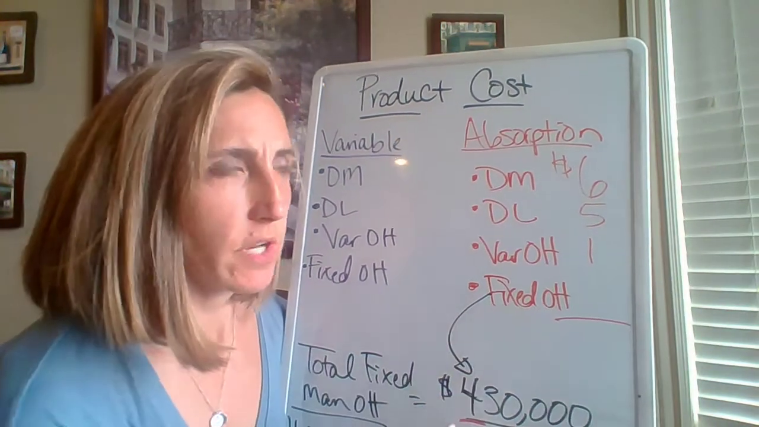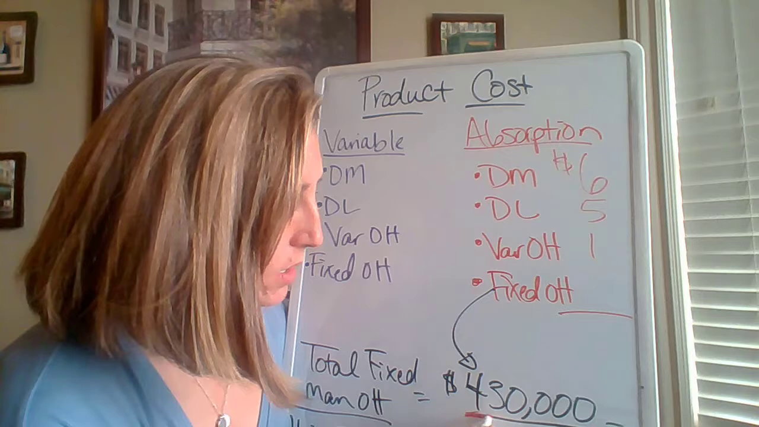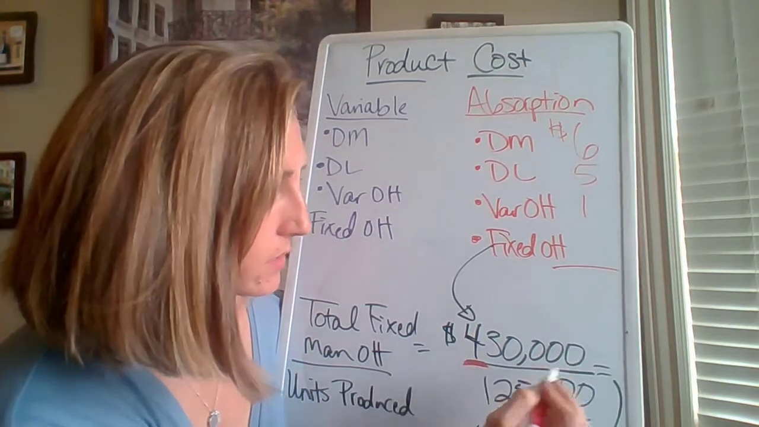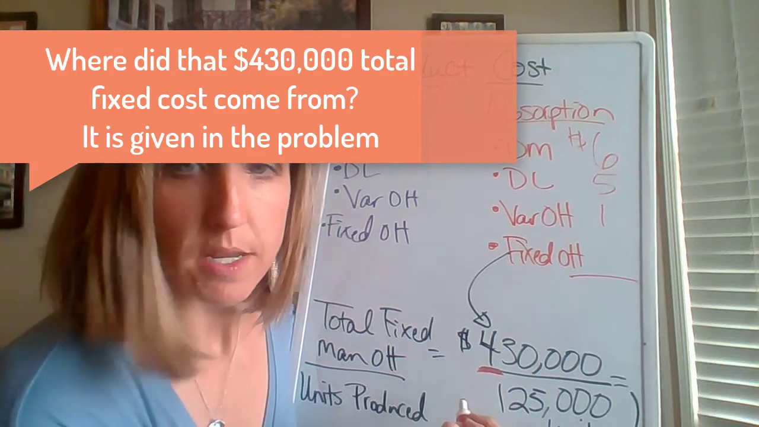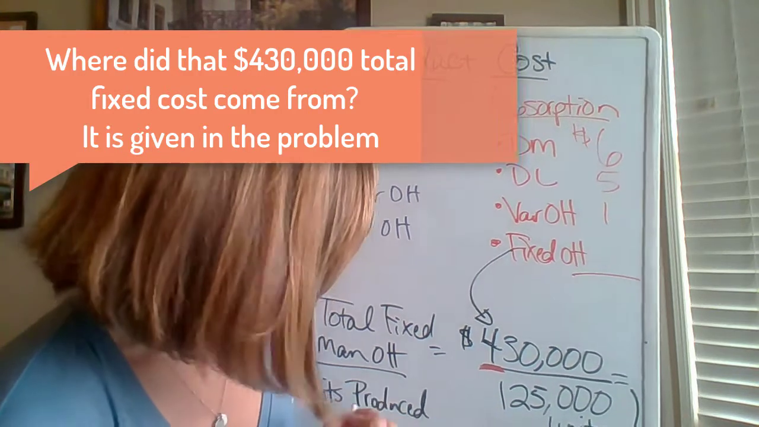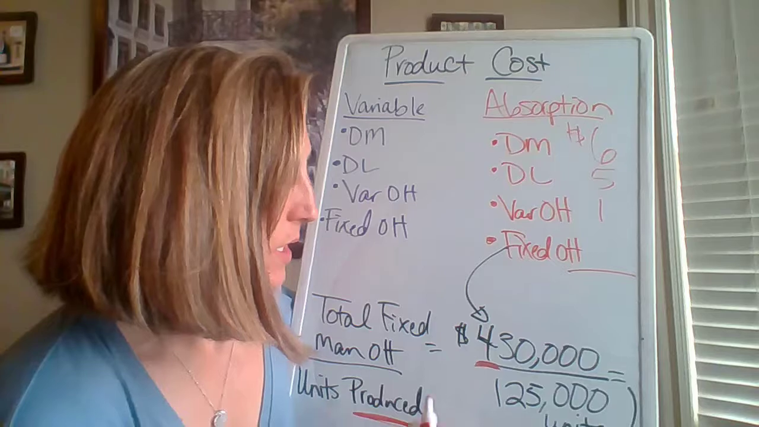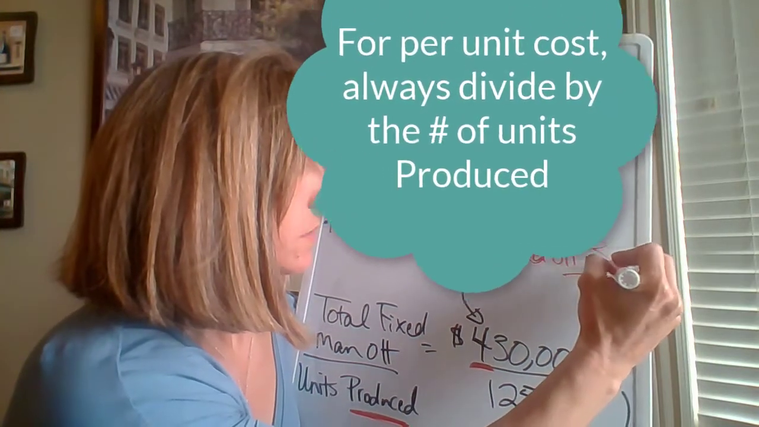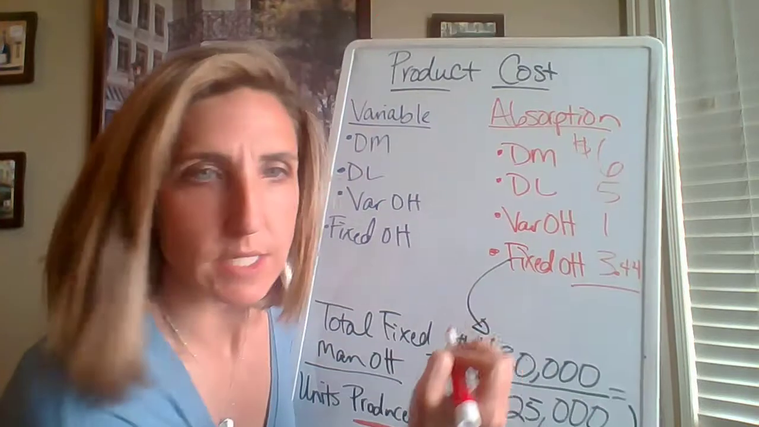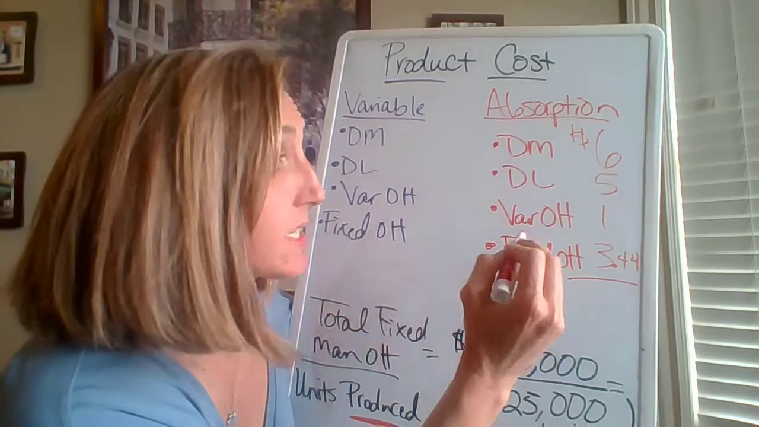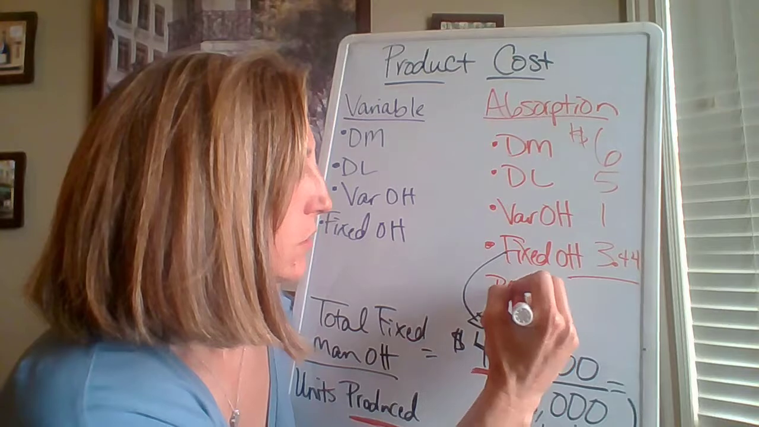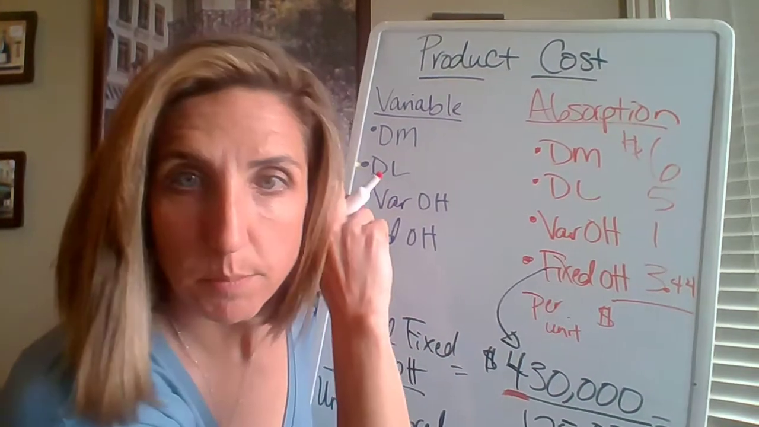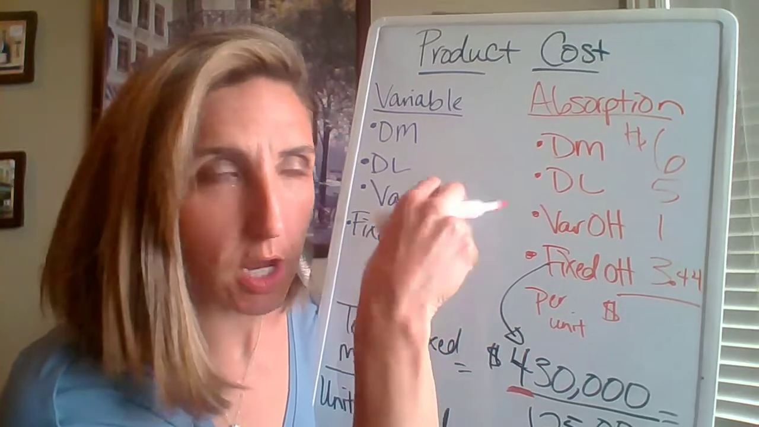This fixed overhead cost is $430,000 for the whole year. If I want to put that in a per unit, I need to divide by the number of units that have been produced. When I divide by 125, you'll see that that comes out to $3.44 per unit. The fixed overhead is added to the per unit cost when I'm dealing with absorption, when I'm dealing with the traditional costing method.